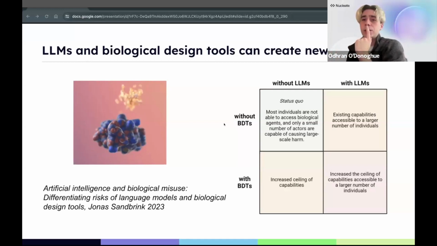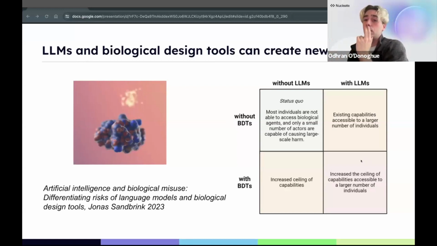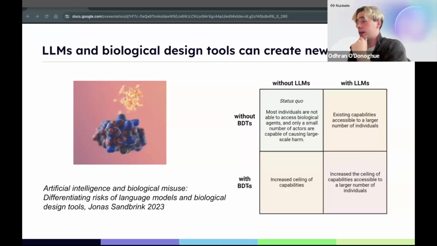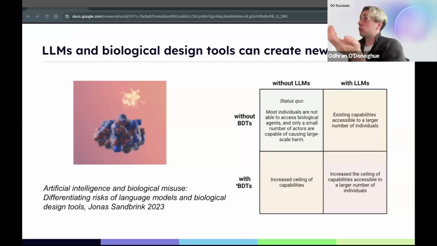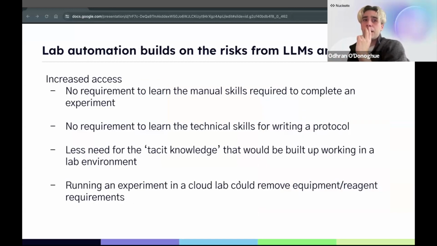The thing that's interesting about these is they create new risks when used with large language models. If you have biological design tools and large language models that can use them, you as a non-expert in theory can ask a model to design something pretty wild, and you might get a protein that does the right job. Now, lab automation really builds on these risks from AI and biological design tools.